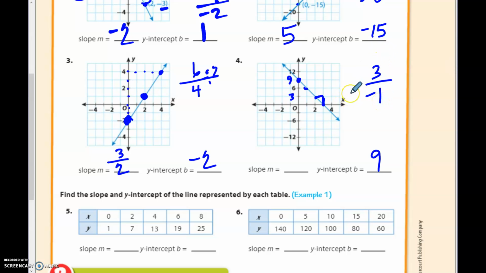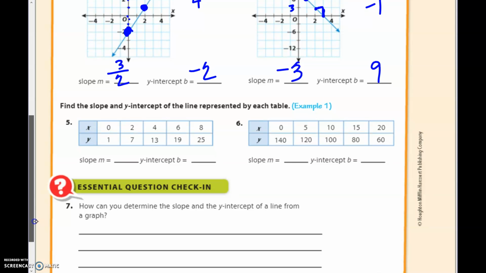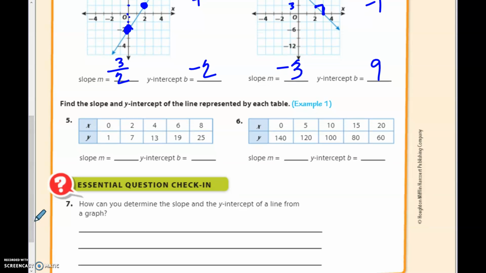So 3 divided by -1 is -3. All right, number 5, finding the slope and the y-intercept. The y-intercept is going to be fairly easy for both 5 and 6 because for every y-intercept, that x value is going to be 0. So if you have 0 in here, we know that y-intercept is 1.